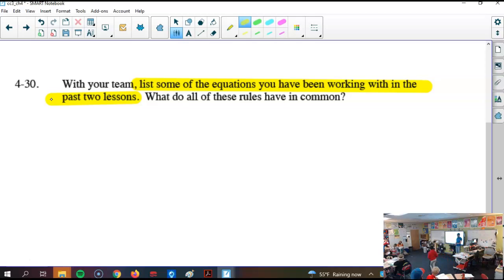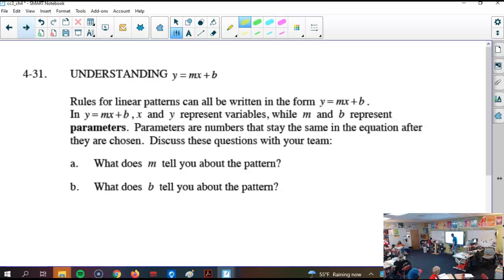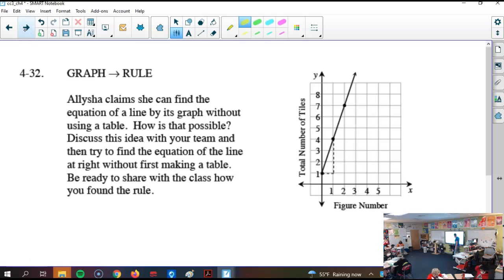Y-intercepts of 0, right? So if it's a y-intercept of 0, there's no plus. It's just like y equals mx. Okay, we just talked about this. So on your paper, you're going to write m is the, b is the, and then you're going to look at this graph and identify what would its equation be.